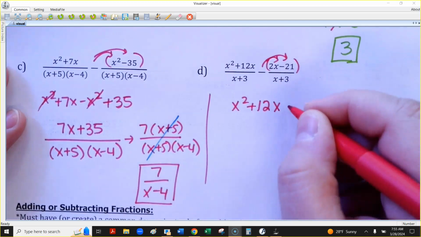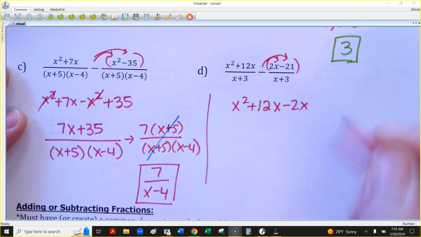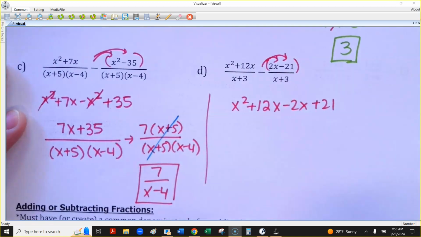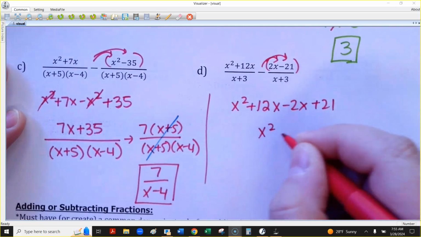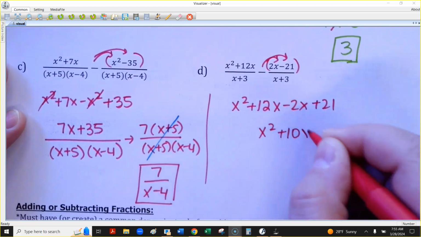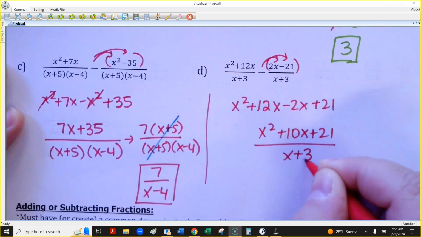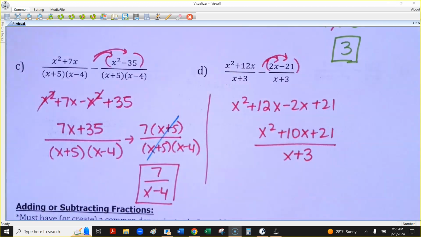So this would become minus 2x, but then I have minus a negative, so it's going to become plus 21. So just the top of that fraction, you got x squared plus 10x plus 21, and that's over x plus 3. That was the common denominator.